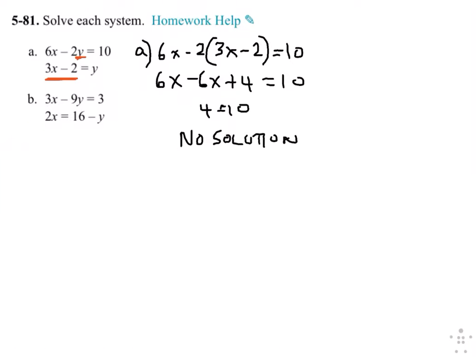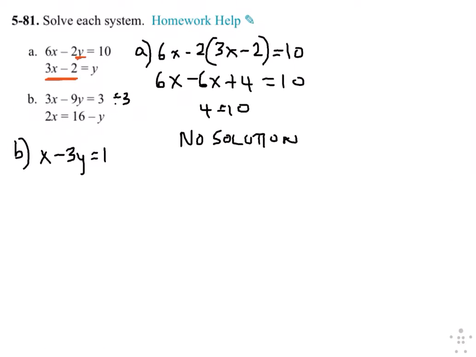So now let's do B, right? So let's do B. So I'm going to write both B in standard form. So the first equation, look, I could divide both sides by 3, right? So I get x minus 3y equals 1, right? I might as well simplify if you can.